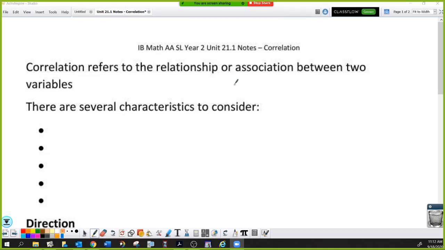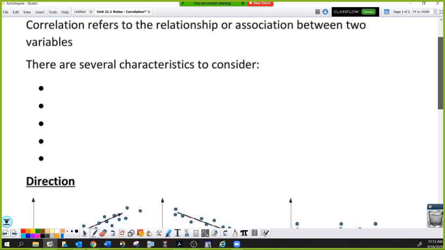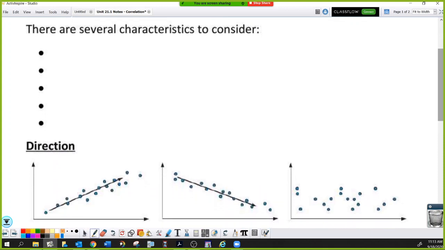Correlation refers to the relationship or association between two variables. It does not mean causing, it just means they're related. When you're talking about how things are related, there are several characteristics that you need to consider. How many things? 1, 2, 3, 4, 5. 5 characteristics. The first one is the direction that the data shows you it is flowing.